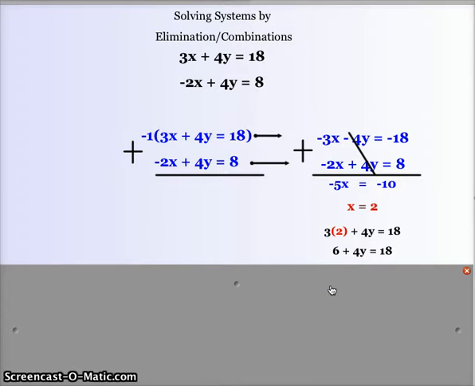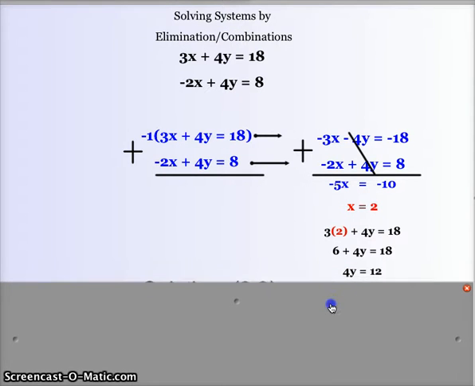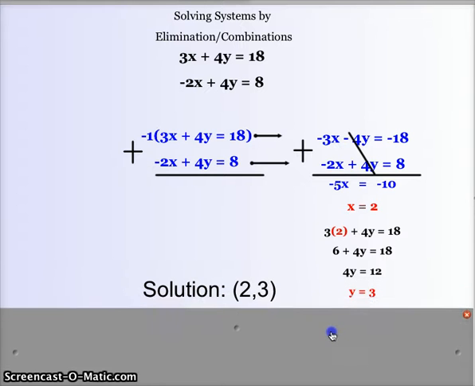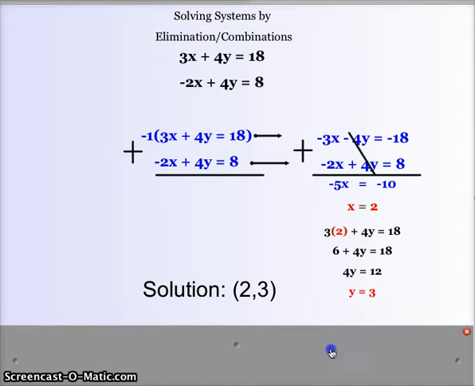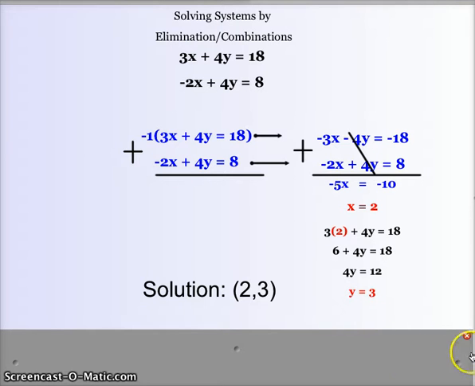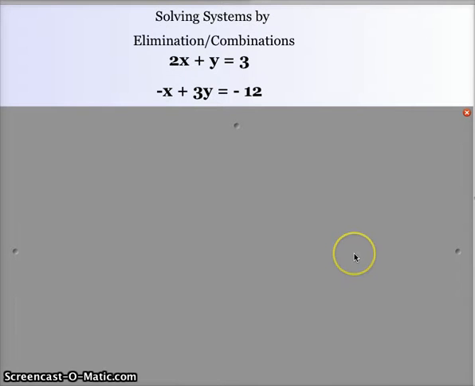So I get 6 plus 4y equals 18. If I subtract 6 on both sides, I get 4y equals 12, giving me y equals 3. My final solution is 2, 3. Let's try one more. 2x plus y equals 3, and negative x plus 3y equals negative 12.